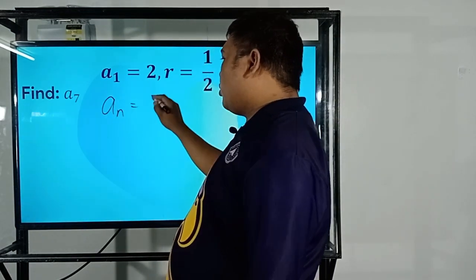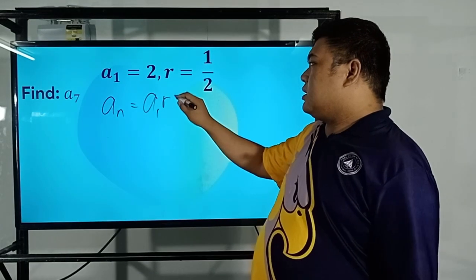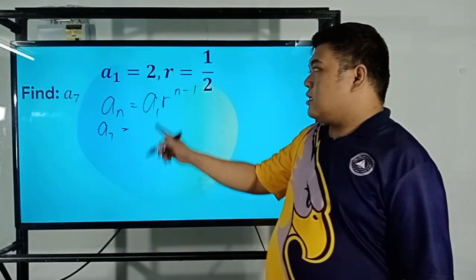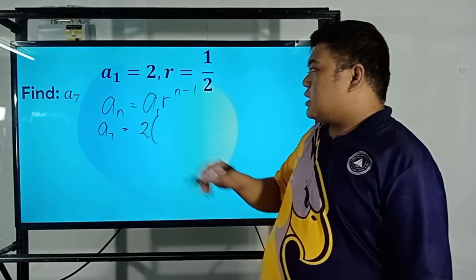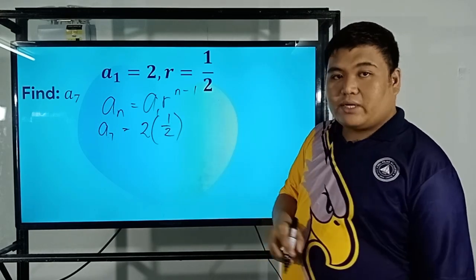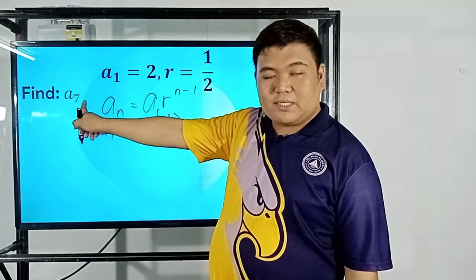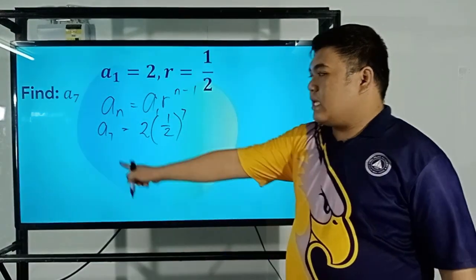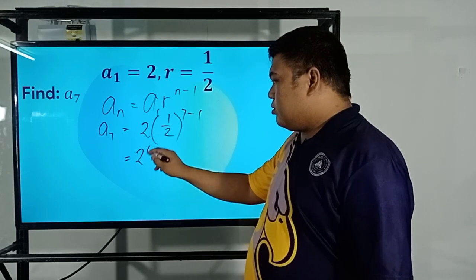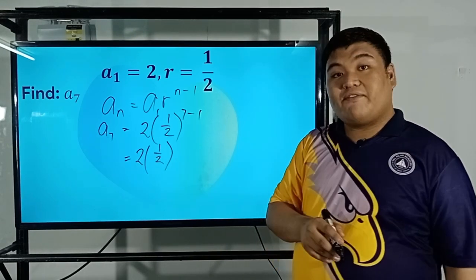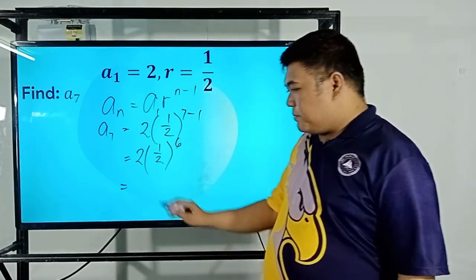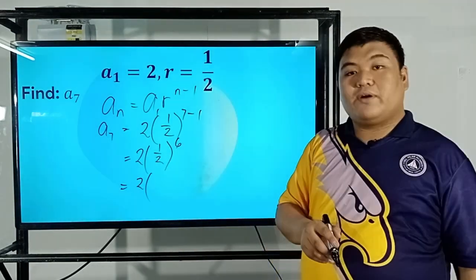A sub n equals a sub 1 times r raised to n minus 1. Hinahanap po is a sub 7 equals the first term na given is 2 times the common ratio given again is 1/2 raised to the value of n, since hinahanap is the 7th term, so the value of n will be 7, kung ano man yung nakasubscript dito, minus 1. So we have 2 times 1/2, then 7 minus 1 will give you 6. Then again, exponent muna bago mag-multiply. So 2 times 1/2 raised to 6.